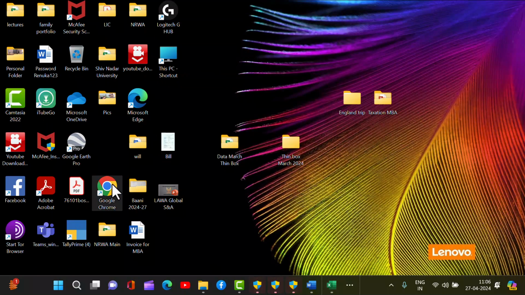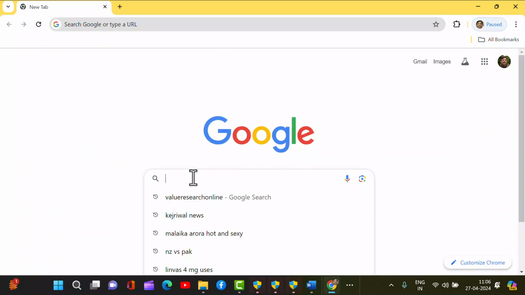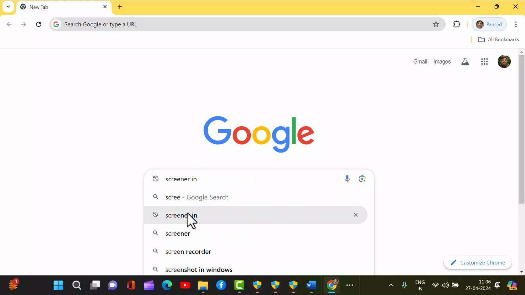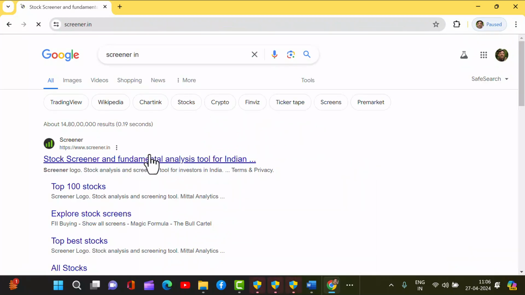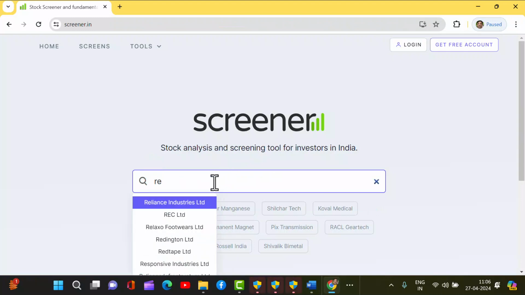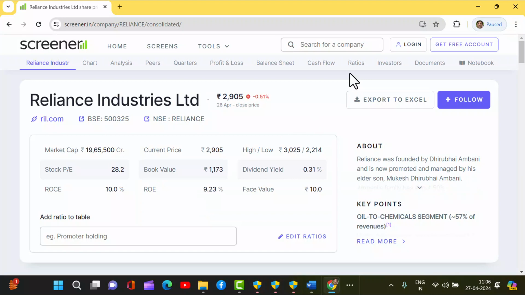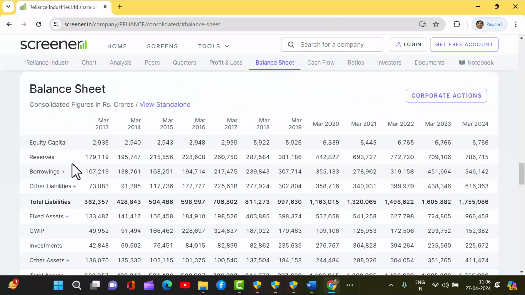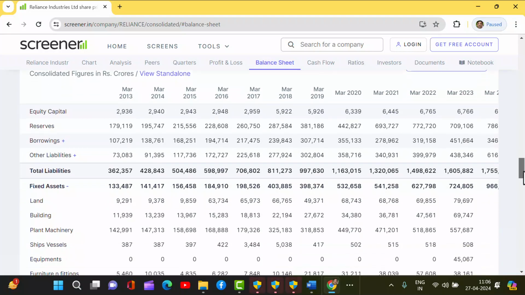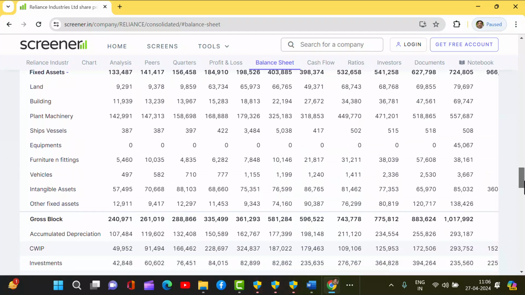I'm just going to show you what is as per Companies Act. तो अगर हम ये देखें और स्क्रीनर पे जाएं and check Reliance, check a balance sheet. So this is the fixed assets जो आ रहा है. ये ग्रॉस ब्लॉक, एक्यूमुलेटेड डेप्रिसिएशन माइनस करने के बाद जो फिगर आती है वो होती है रिटन डाउन वैल्यू. So this is as per the Companies Act.